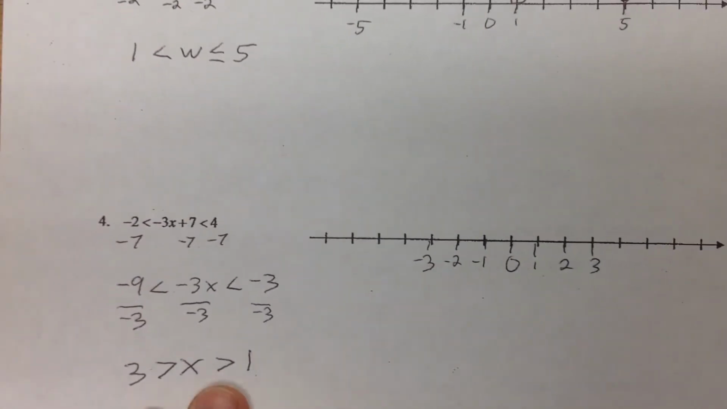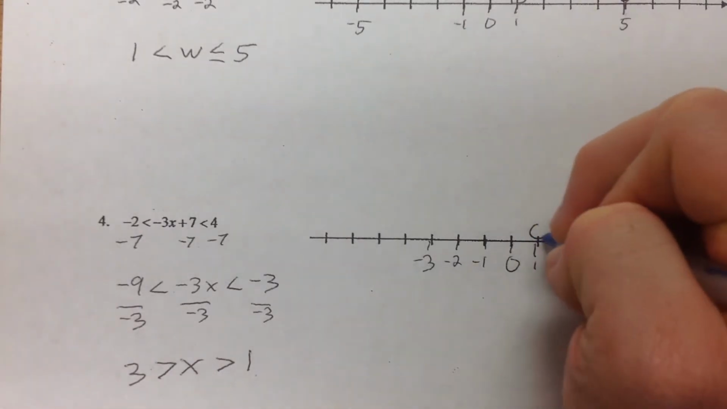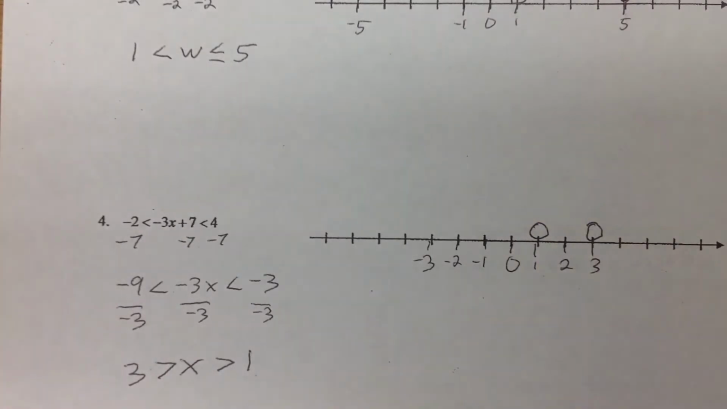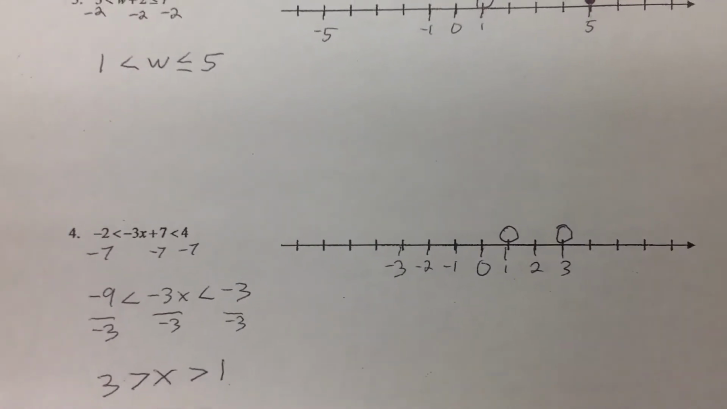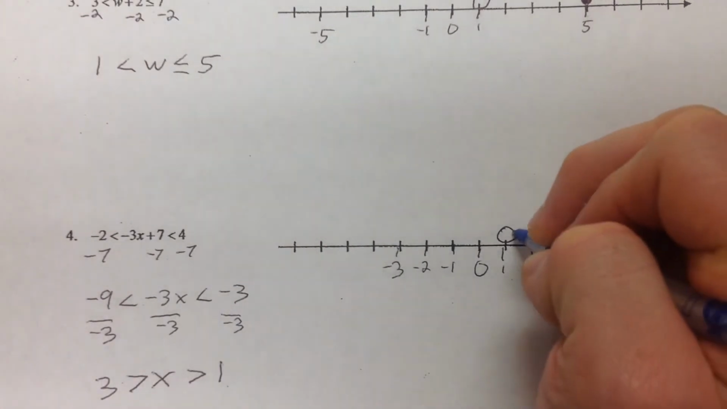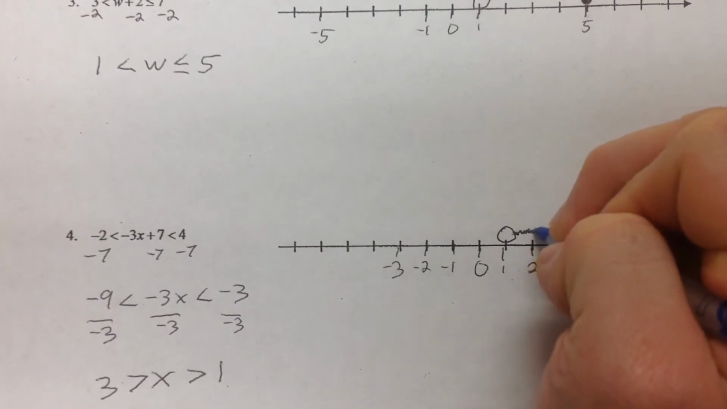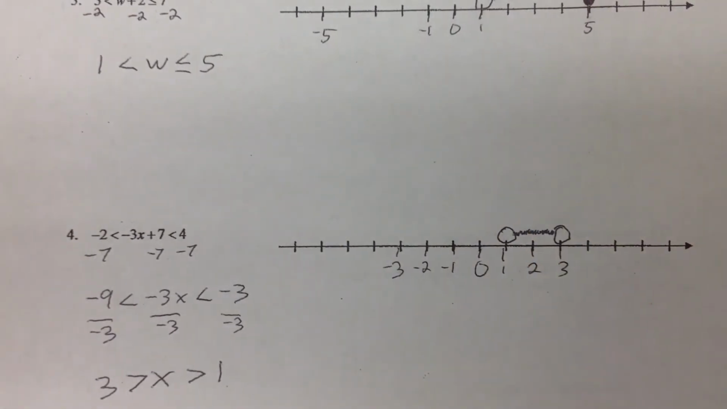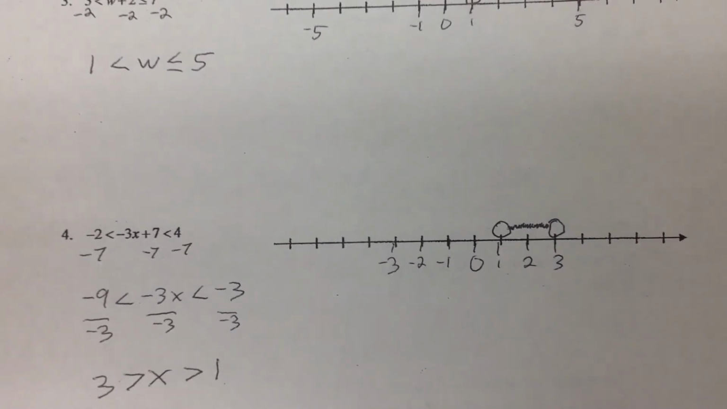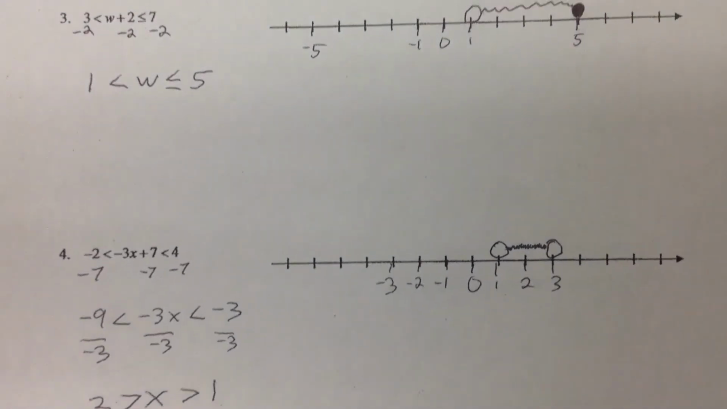So both of these do not have an equal sign, so in both cases we're going to use open circles: open circle on 1, open circle on 3. And even though we had to flip the inequalities, we still have the x in the middle here, so we're still just connecting our 2 points. It's just going to be connecting the 0 and the 3 that way. You don't really have to worry about which way the arrows are going. You're just connecting the dots on these.